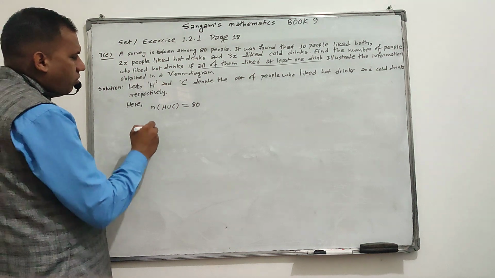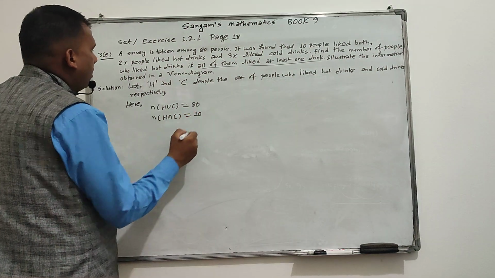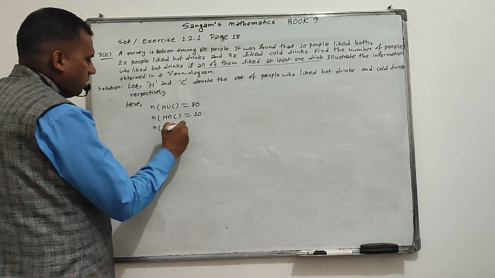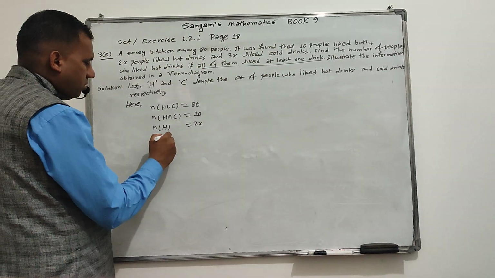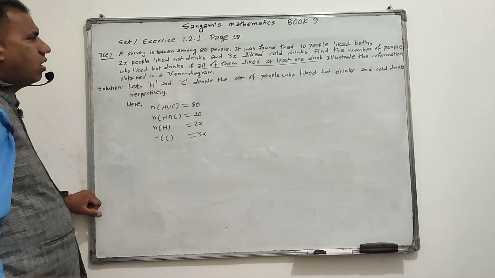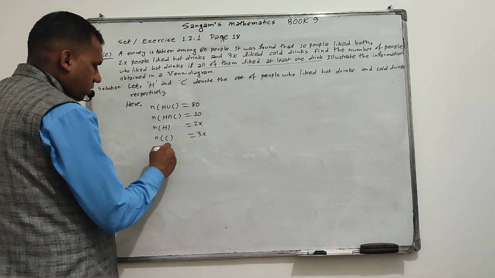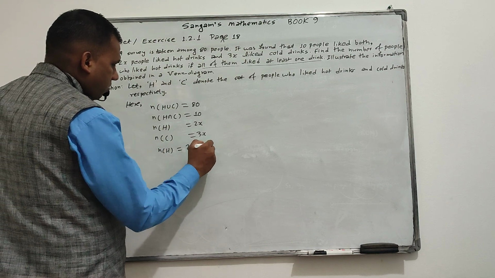10 people like both, that means number of S intersection C equal to 10. 2x people like hot drinks, number of S equal to 2x. 3x like cold, so number of C equal to 3x. Now the question is, find the number of people who like hot drinks. Number of S equal to 2x equal to question mark.